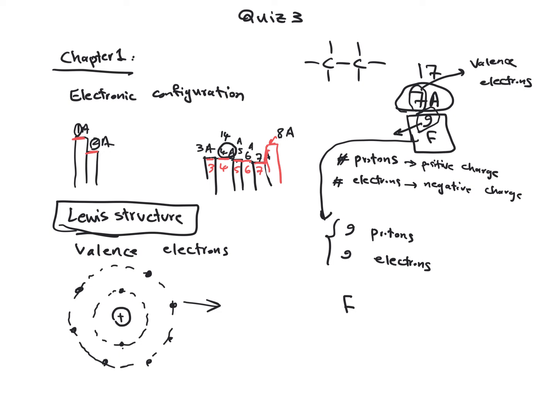So for the Lewis structure of fluorine, we put the number of valence electrons around fluorine. Since the atomic number is 9 and fluorine belongs in group 7A, it has 7 valence electrons. What we do is put 1, 2, 3, 4, 5, 6, 7. We fill them out singly first and then pair them up, right? And this would be the Lewis structure for fluorine.